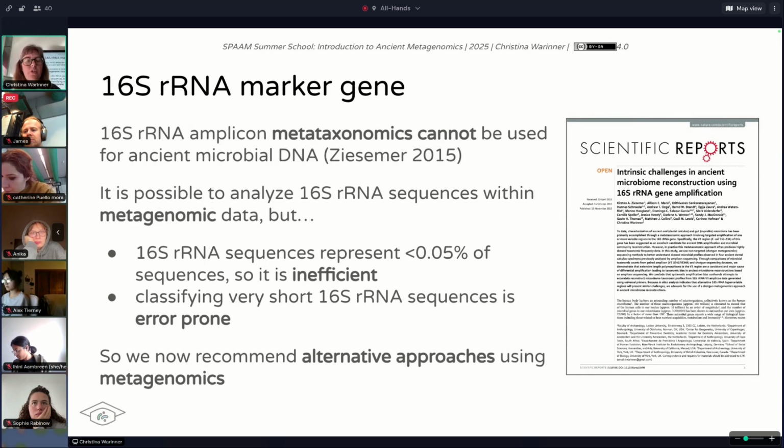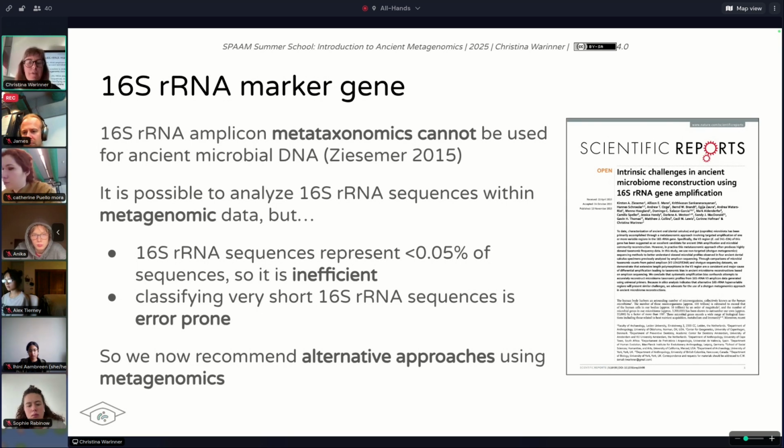Now, it is possible to comb through your metagenomic data and pull out those 16S sequences, but that's very inefficient because these 16S sequences represent less than 0.05% of the total DNA in your sample. And when classifying very short sequences from the 16S rRNA gene, it's quite error prone. You're going to have low taxonomic resolution, and you're going to have a lot of false assignments.